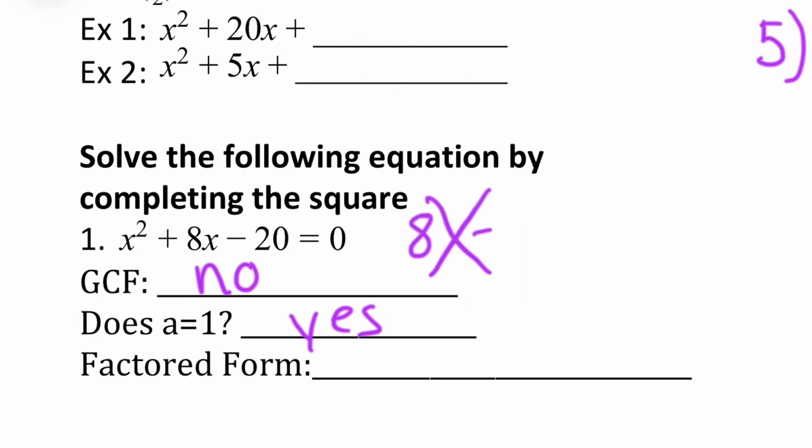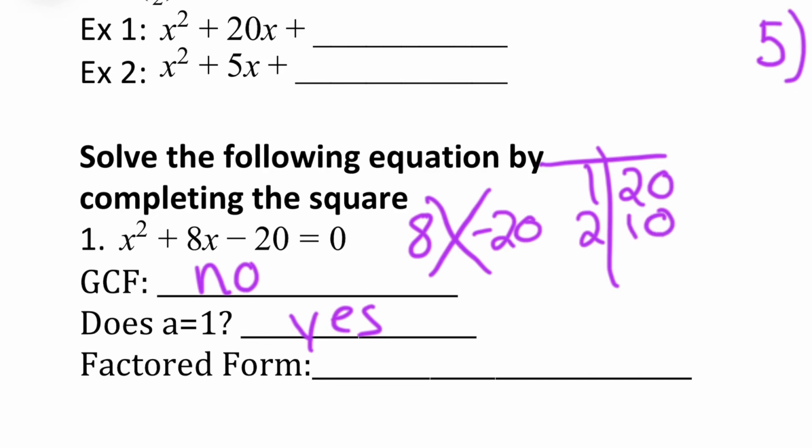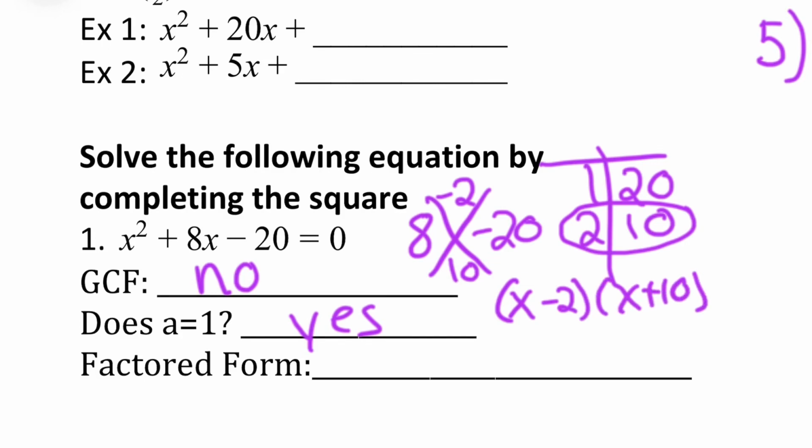to our big X method, have 8, negative 20 as our C, go into our T table and say 1 and 20, 2 and 10. Well, 2 and 10 can add and subtract to give us 8, and our 2 would have to be negative. So our factored form in all of our other lessons would give us x minus 2 and x plus 10. So that would be our factored form here.